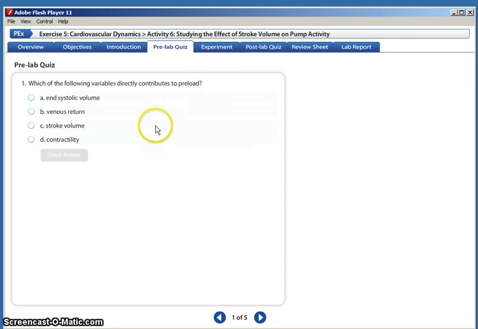All right, so you can do a pre-lab quiz again. Which of the following variables directly contributes to preload? Well, venous return is going to be the most important thing for preload. It's how much blood we are getting back. Which of the following would not increase end diastolic volume?